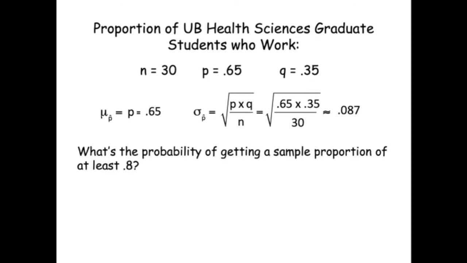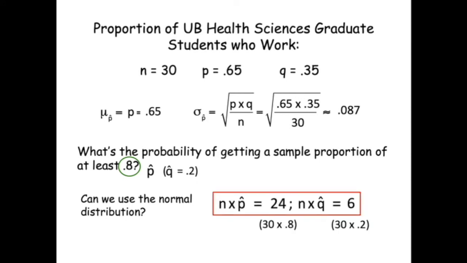We might want to know how likely it would be to draw a sample and find that the proportion who work is at least 0.8. This is p-hat, so q-hat is 0.2. Is the sample large enough? The rule of 5 has been satisfied, so we can use the normal distribution.